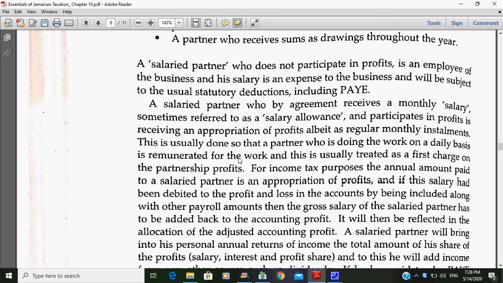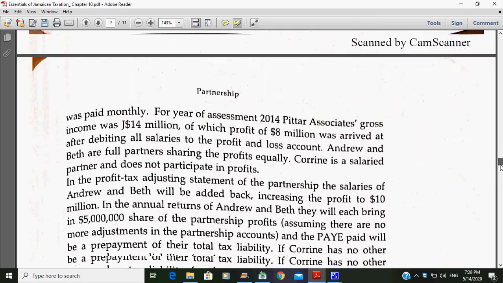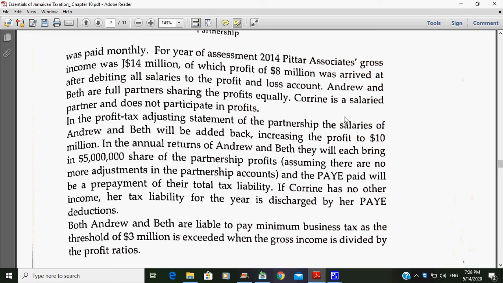Now again. As it relates to Andrew and Beth, theirs is usually treated as a first charge on the what? Partnership profits. Alright? So let's pay attention to what that means here now. So Corinne is a salaried partner, right?